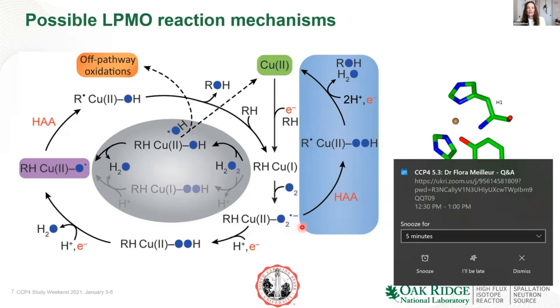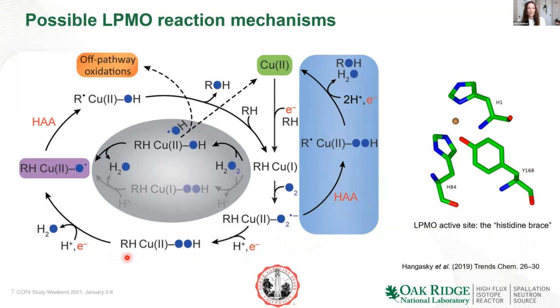Which species is the hydrogen atom abstracting species on the substrate? Is it the superoxide species, or are there additional proton and electron transfers that lead to an oxyl copper intermediate that is then the hydrogen atom abstracting species? So this question is open, and this is the question that we're trying to address using neutron crystallography, because you can see that in order to determine which route this enzymatic mechanism followed, we need to see hydrogens and find out where they're coming from.